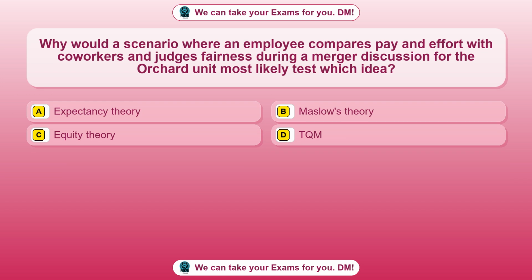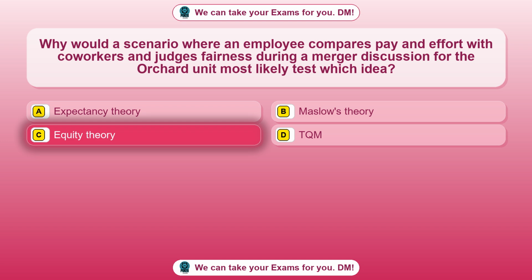Question 40. Why would a scenario where an employee compares pay and effort with co-workers and judges fairness during a merger discussion for the orchard unit most likely test which idea? Option A, expectancy theory. Option B, Maslow's theory. Option C, equity theory. Option D, TQM. The correct answer is option C, equity theory.